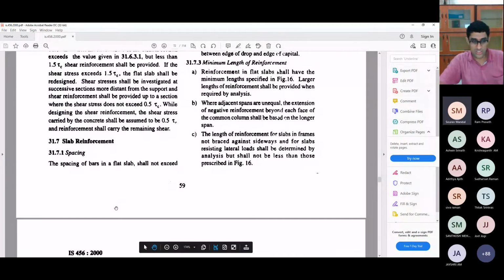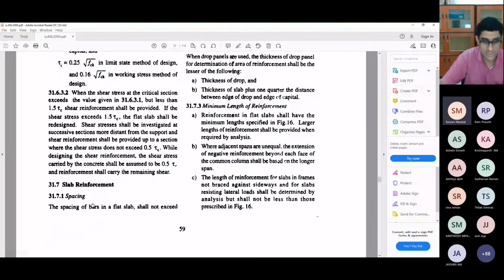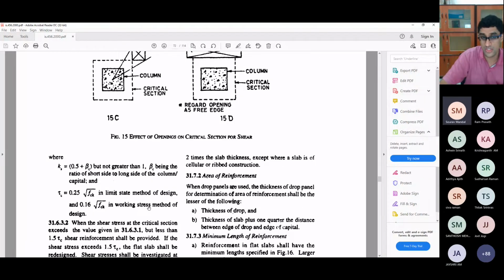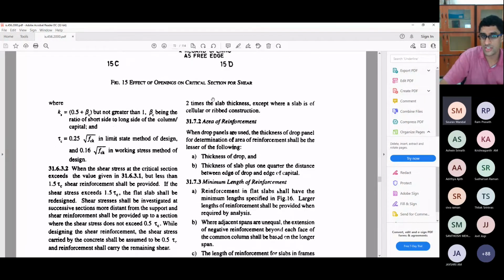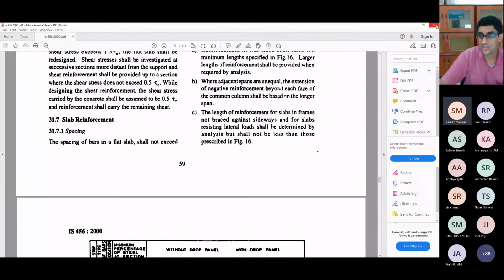Okay, so these are the provisions as far as your flat slab is concerned. The spacing of the bars reinforcement should not exceed 2 times the slab thickness. Okay, so this is another requirement. These are a few things that I want to show, but as far as giving the moments is concerned, it's very simple. So if I just show it graphically, you may understand. That's why I'm doing this.